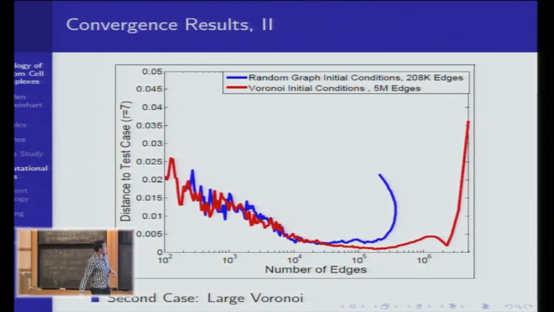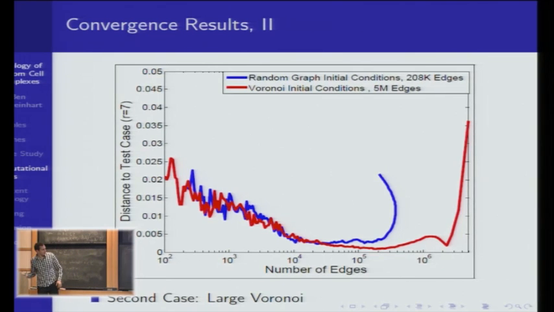So we have a very large Voronoi initial condition here. And as you can see, it also goes down very fast. And then there's this little bump. I'm not sure yet what's going on there. And then it also is close to the test case for a long period of time, as is this one. But the other examples we're going to look at are going to be on the same order of magnitude as this one. So I'm just going to put it back in the other coordinates.